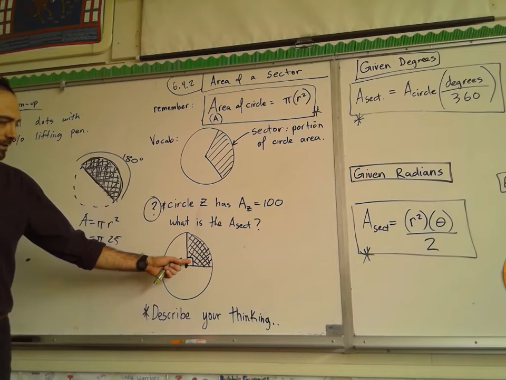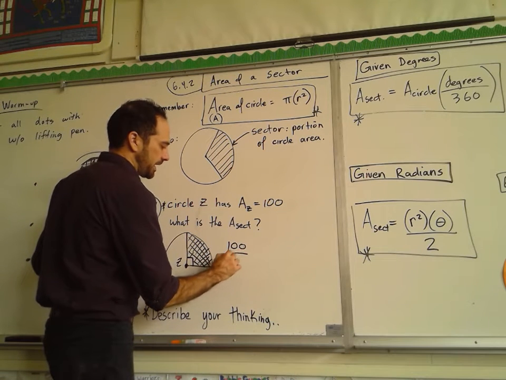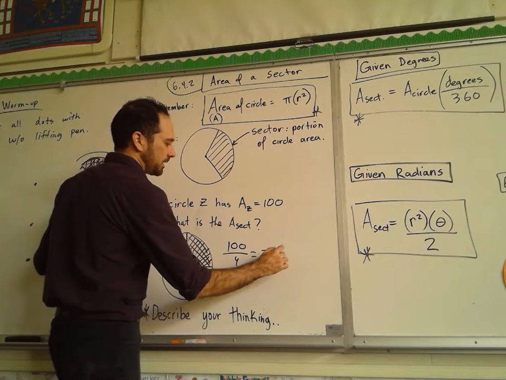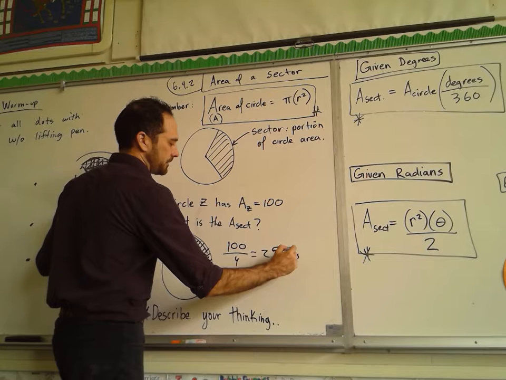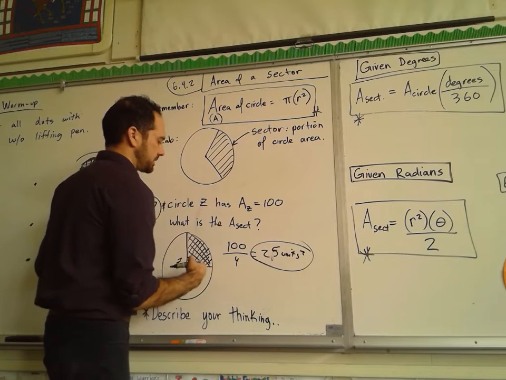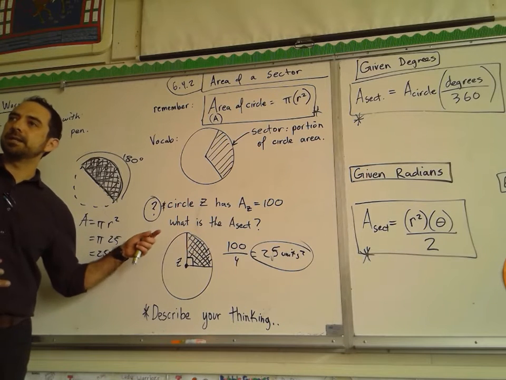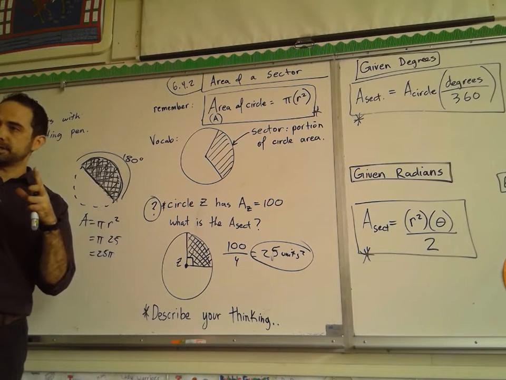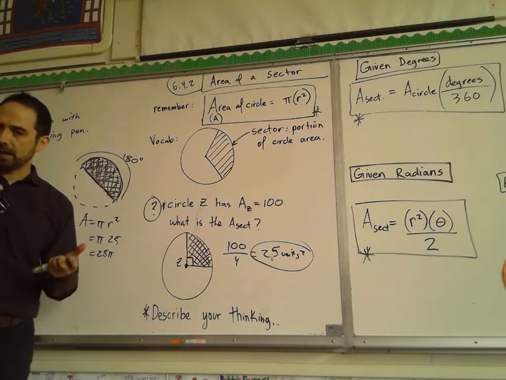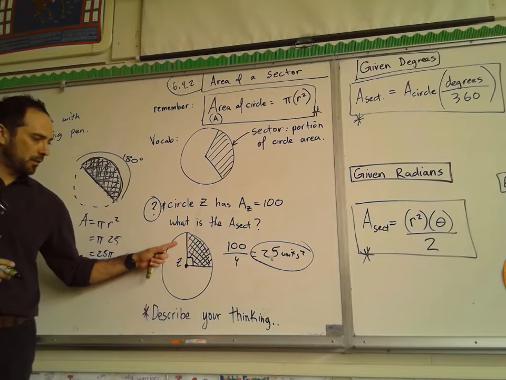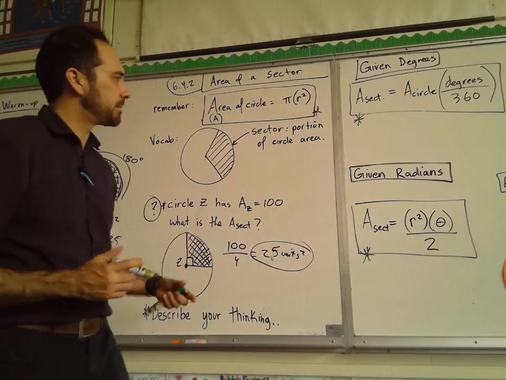We were given a clue here. We knew it's 90 degrees. So for this sector, I take the 100 and divide it into 4 equal parts, and I get 25 units squared. We've got to have the squared units. The thinking is, we knew the area of the whole thing, then we see how much of the entire circle we're looking at for our sector. Since it's 4 equal parts, 90, 90, and 90, I'm looking at 1/4 of it, so I just divide by 4.